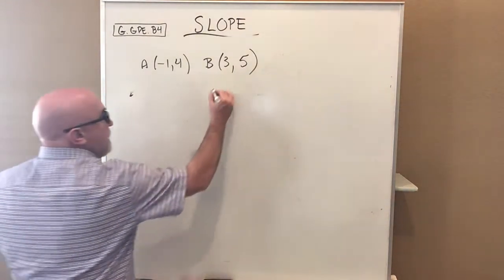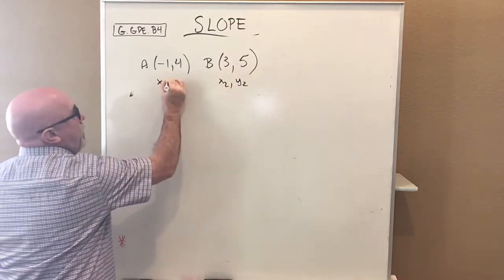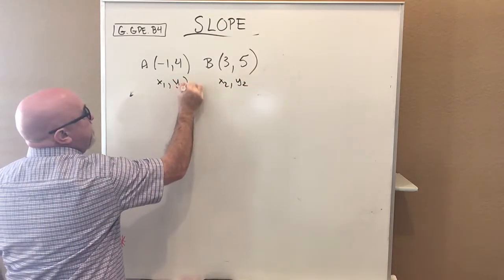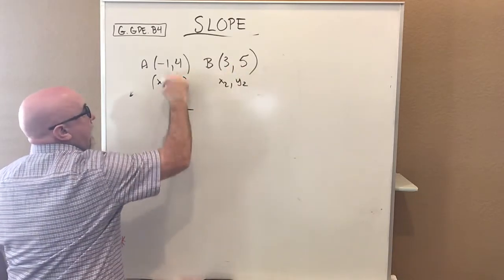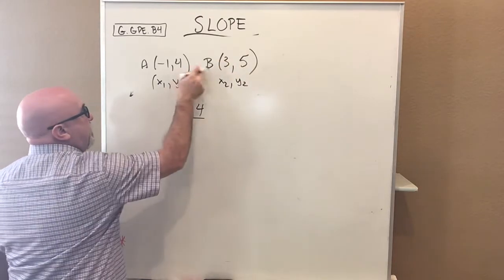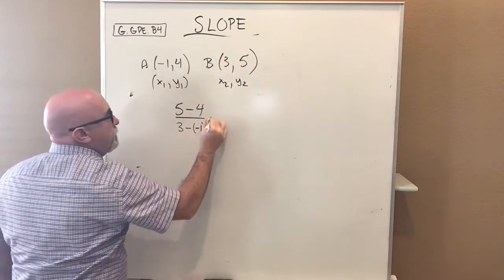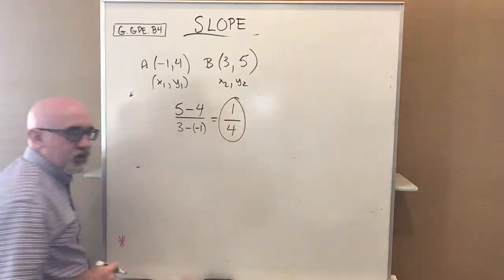So let's just make this our x2, y2, and this will be our x1, y1. And so it would go as follows. 5 subtract 4, and 3 subtract a -1. This becomes 1/4. This would be our slope.